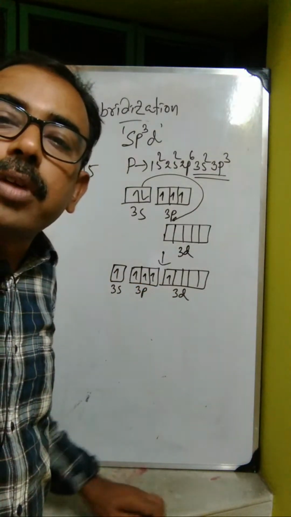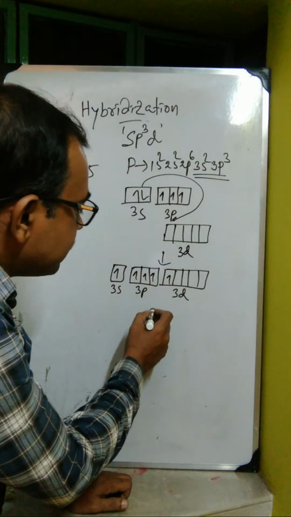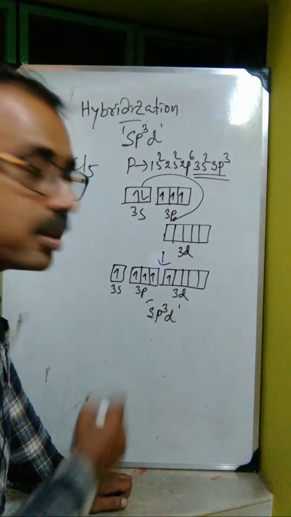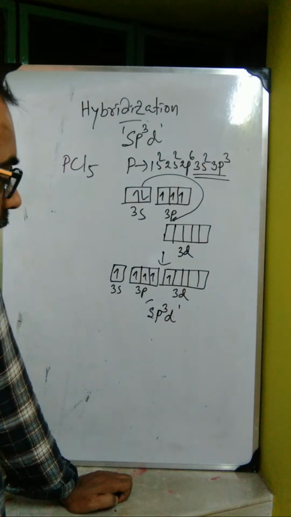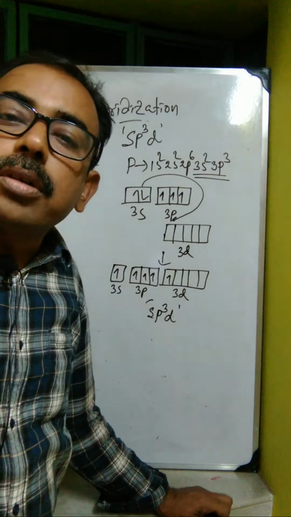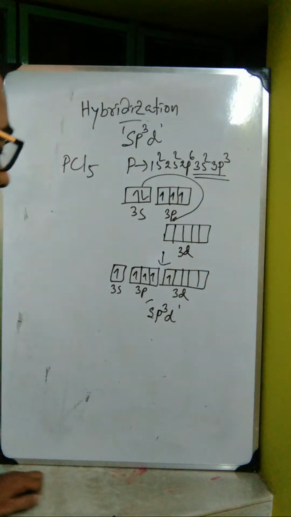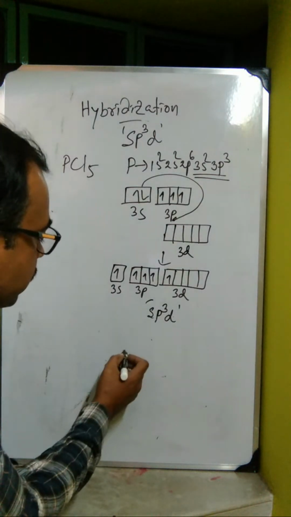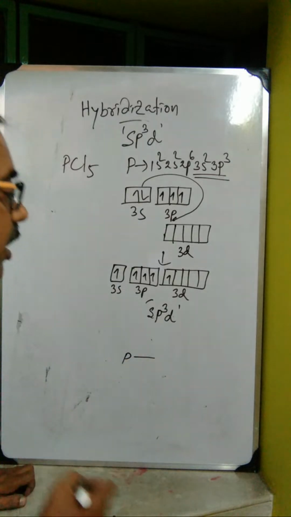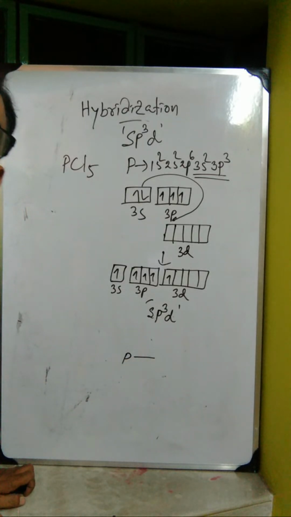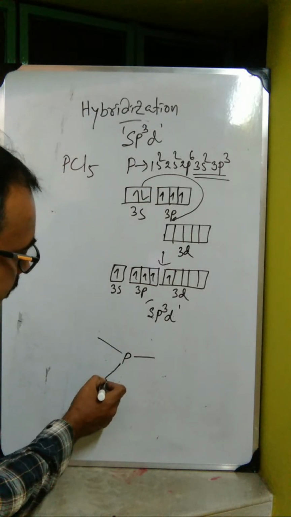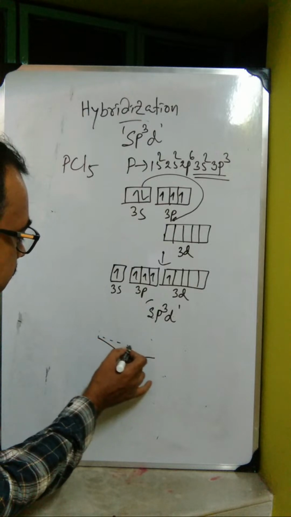So the state of hybridization will be s, p3 and d. So the state of hybridization is sp3d. Due to this state of hybridization, the shape will be trigonal bipyramidal. Okay, so how is the trigonal bipyramidal shape formed? Here is phosphorus, 3 sp3d hybridized orbitals will be in the same plane, in a trigonal planar shape.